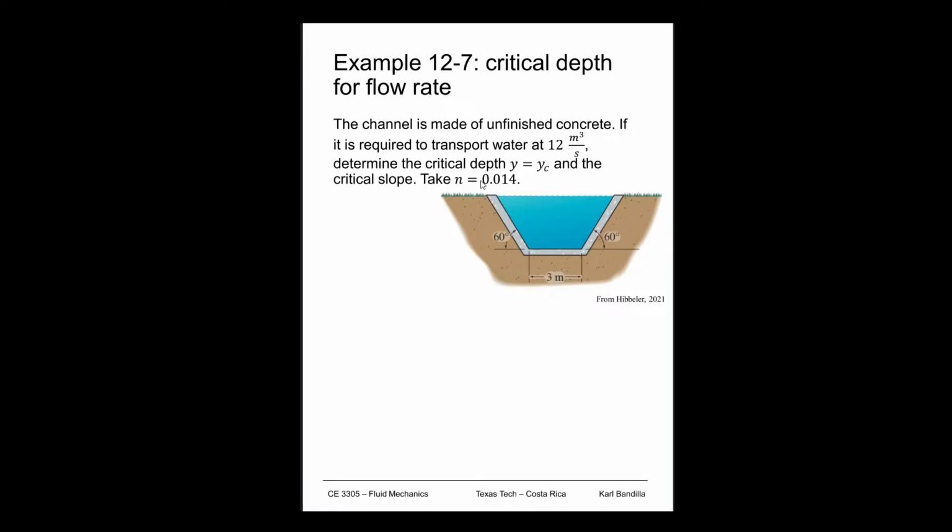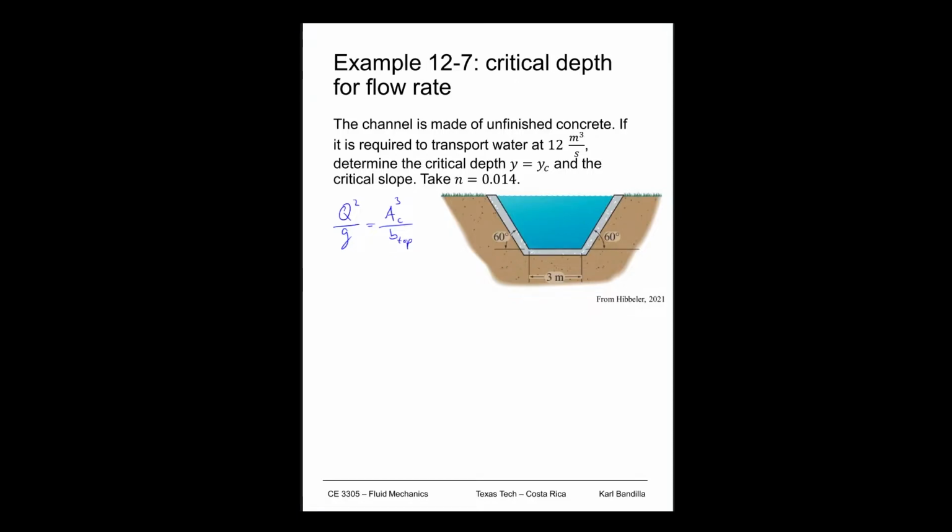All right, so for that, we have our equation that relates the flow rate, Q squared over g, to our critical flow area, A_c, to the third power, divided by B top. Q is given to us. And of course, A_c is how much water is flowing across here. It's the cross-sectional area. And B top would be the width at the top.